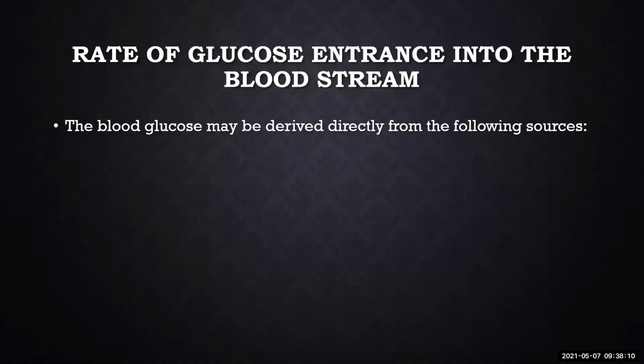So blood glucose may be derived directly from the following sources. Number one is diet. When we have food, the carbohydrates get digested into the most basic unit of glucose. When the digestion is complete, the intestinal lumen cells absorb glucose from the intestinal lumen into the cell, and from there it will be transported to the portal circulation. That is one way how, whenever we are having food, glucose enters the bloodstream.